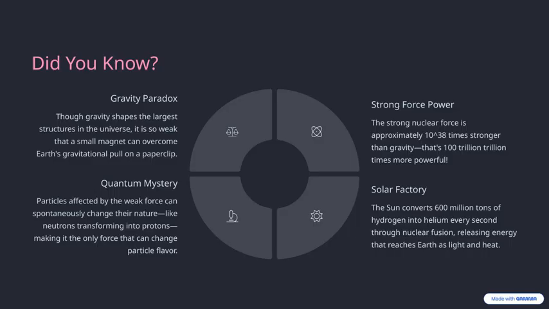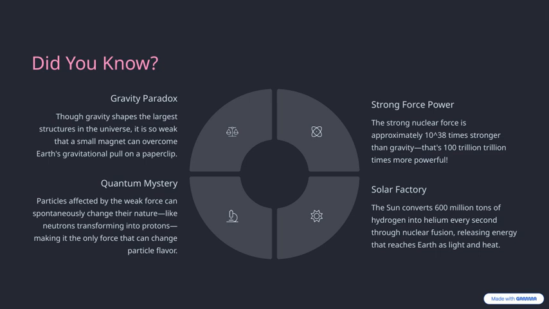Did you know that while gravity is responsible for shaping the largest structures in the universe, it is actually incredibly weak? In fact, a small magnet can easily overcome Earth's gravitational pull on a paperclip. This highlights how weak gravity is compared to other forces. Speaking of powerful forces, the strong nuclear force is astonishingly intense, about 10 to the 38 times stronger than gravity. That's like saying it's 100 trillion times more powerful. It's what keeps atomic nuclei intact, which is fundamental to everything around us.